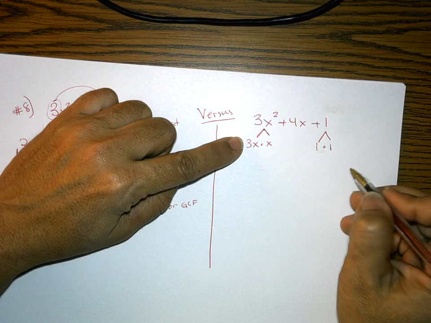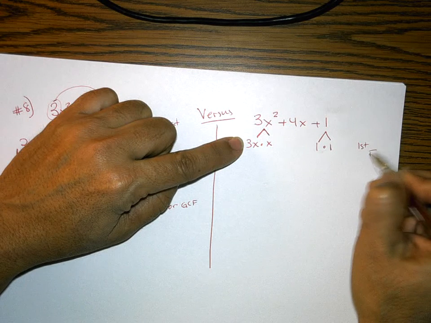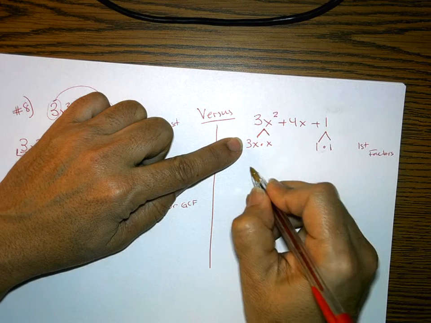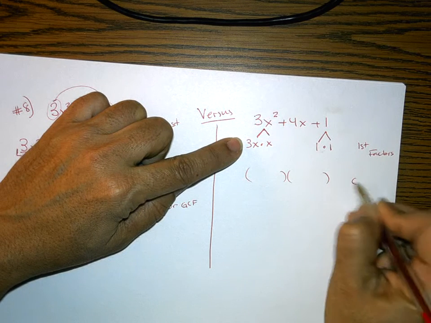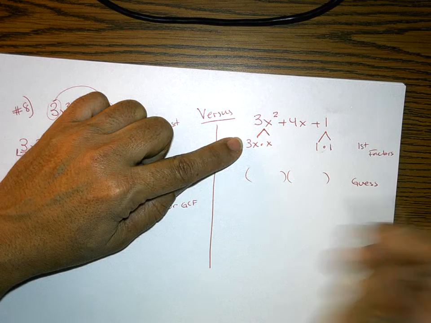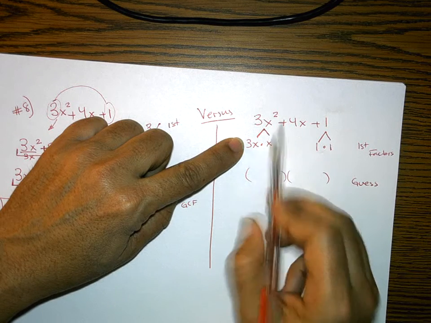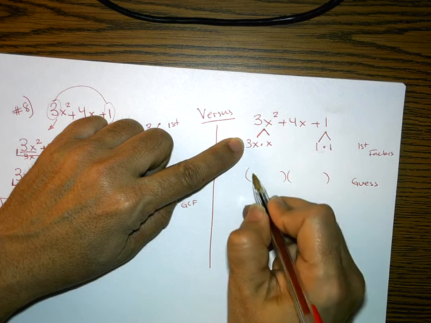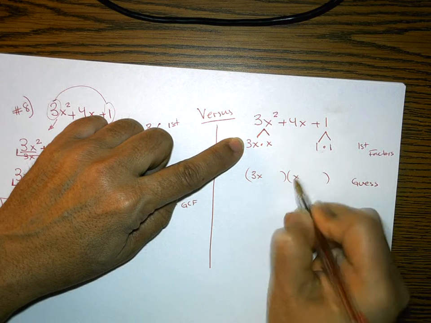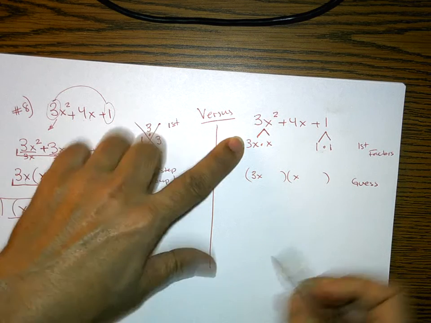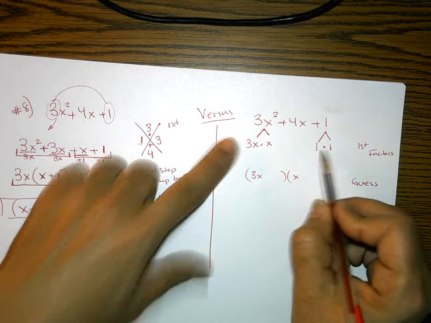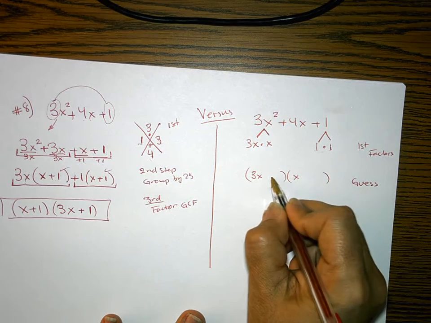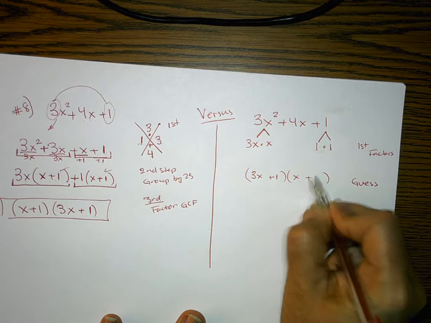Okay, now I'm ready. First, I found the factors. Now I'm going to start guessing. The first term always takes priority inside of the parentheses. So 3x goes here and x goes here. They take priority. Now, I only have 1 times 1. They go in the second spot. Okay, plus 1 here, plus a 1 here.